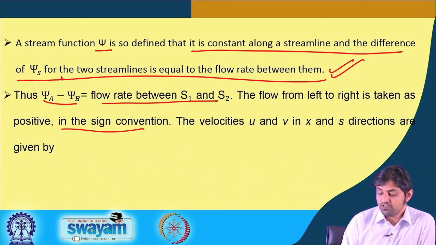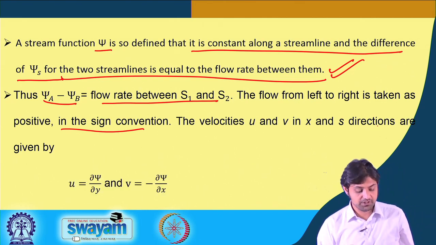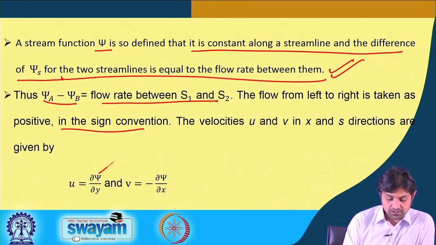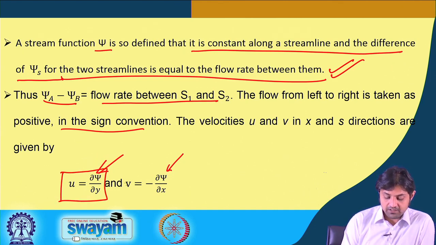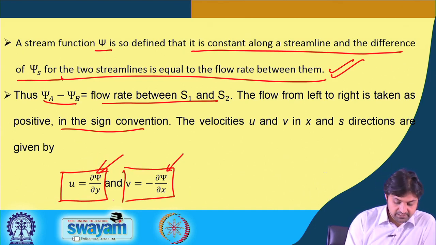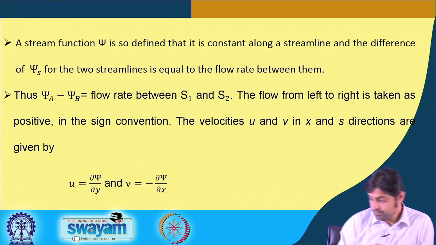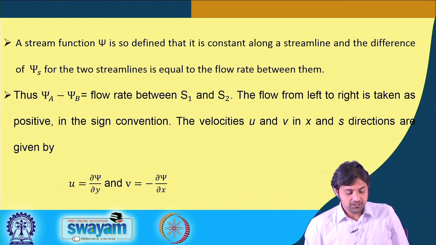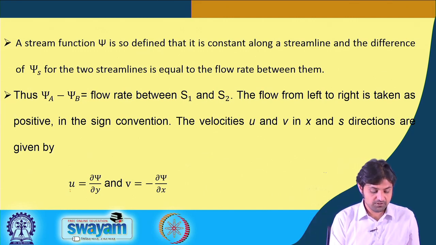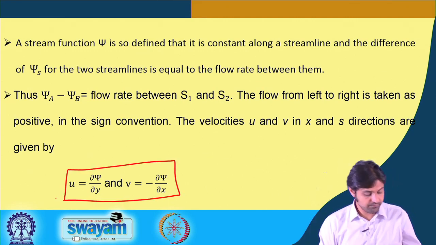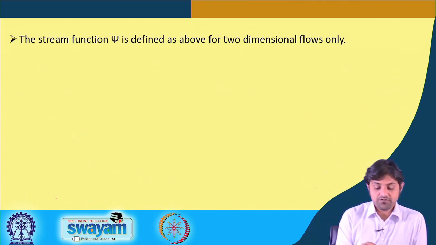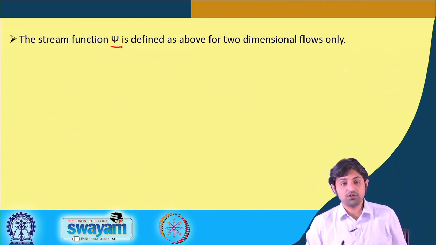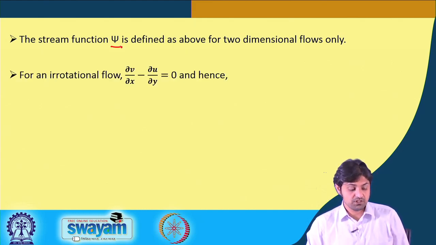The velocities u and v in the x and y directions are given by, this is important, if there is a stream function psi, u is given by del psi by del y, and v is given as minus del psi by del x. This is the most important formula that you must remember. The stream function is defined as above for two-dimensional flows only. It cannot be defined for three-dimensional flows.